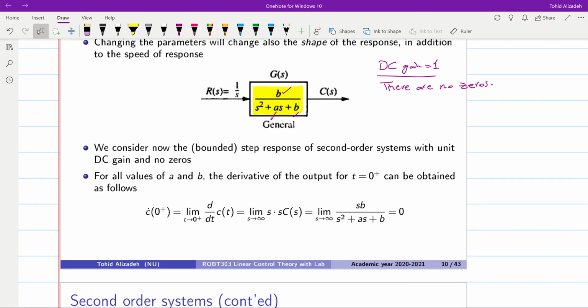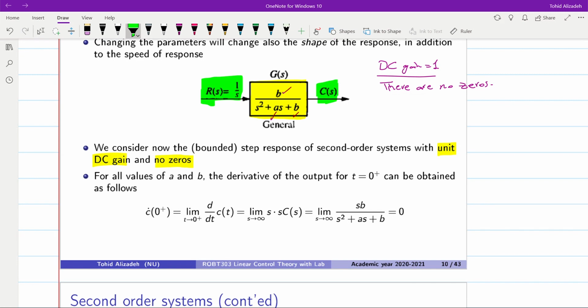Alright, so as I mentioned, we assume that we have a unit DC gain and there are no zeros for our system. We can illustrate our second order systems in the form of b over s squared plus as plus b, and as the input to the system, we are assuming the unit step. So r of s is equal to 1 over s, and then we are going to figure out how c of s, or the output of the second order system, will look like.